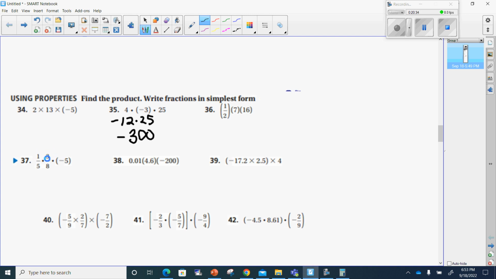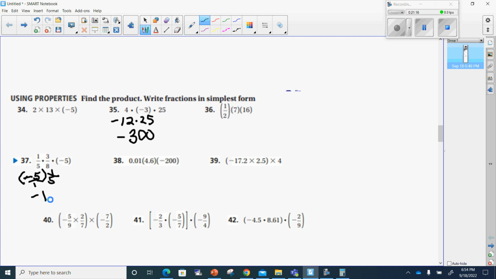All right. Let's try number 37. Positive, positive, negative. We're all multiplying, so positive times a positive is a positive. Positive times a negative is a negative. So my answer will be negative. Now let's start with our fractions first. I can do this really easily because I can rearrange these numbers. I put negative 5 over here since we're multiplying, with the commutative property of multiplication, and multiply it to 1 over 5. Well, I know negative 5 is really 5 over 1. So now I've got 5 times 1 and 5 times 1. That's going to leave me 5 over 5. So this is going to equal negative 1.